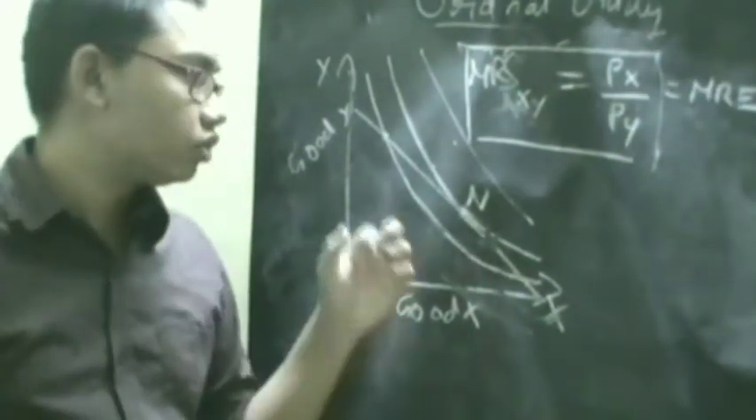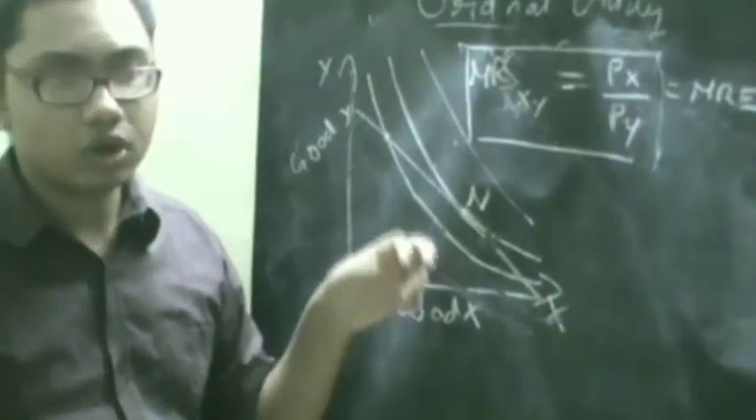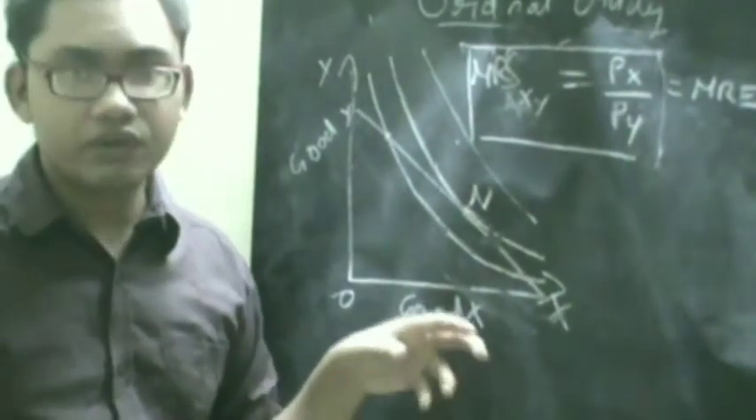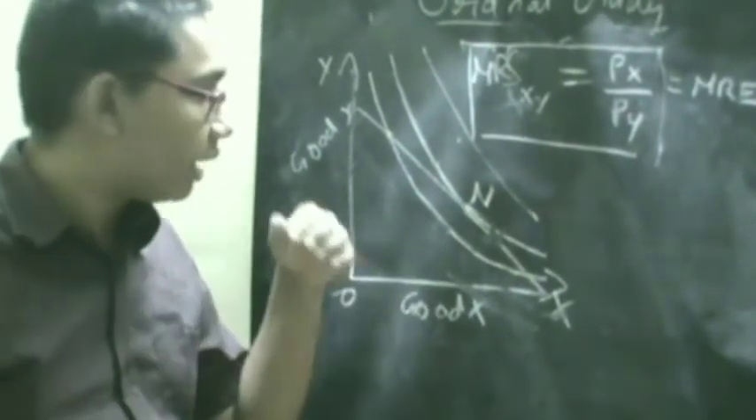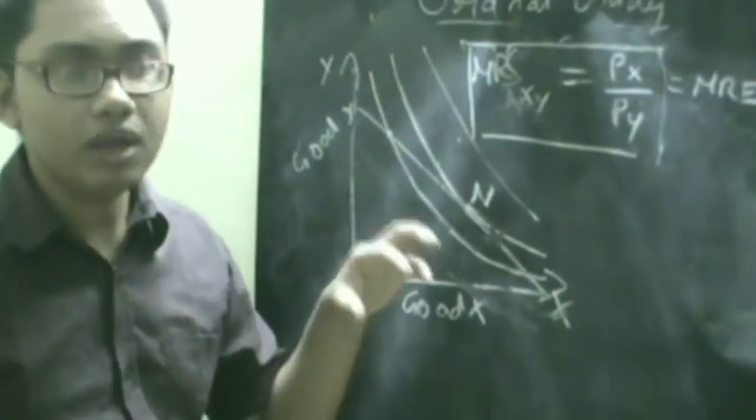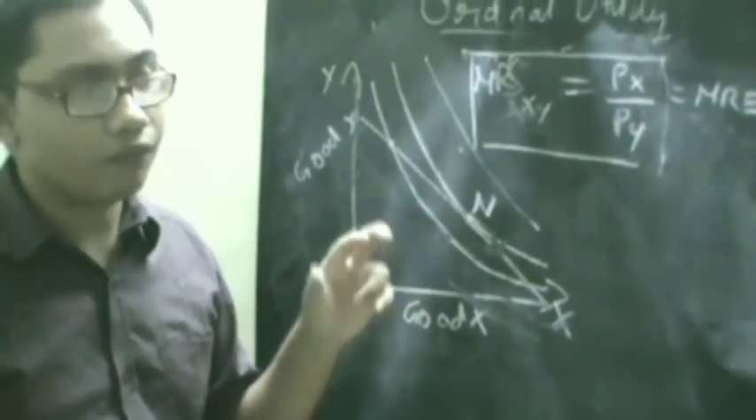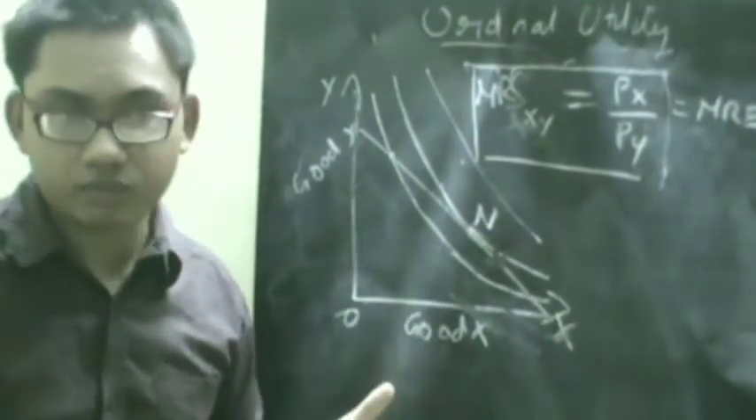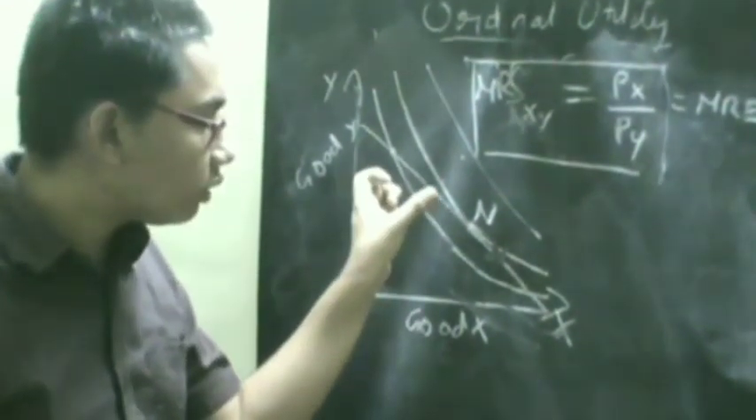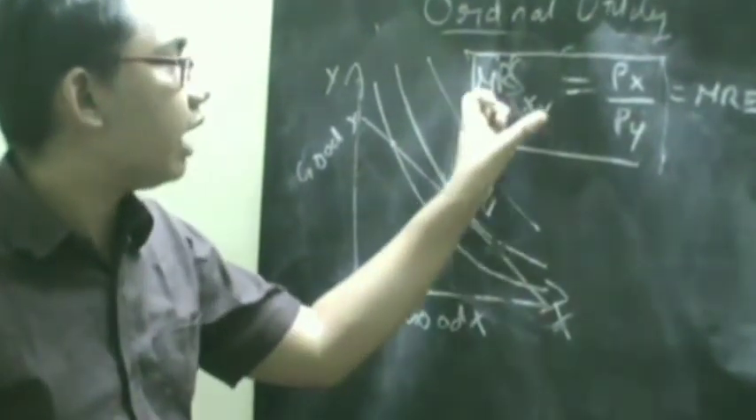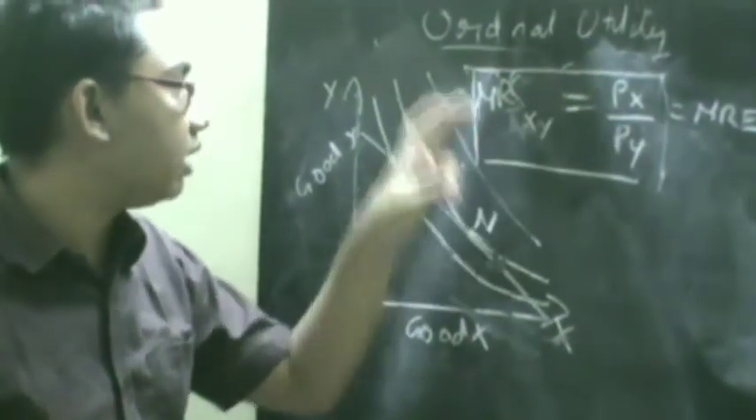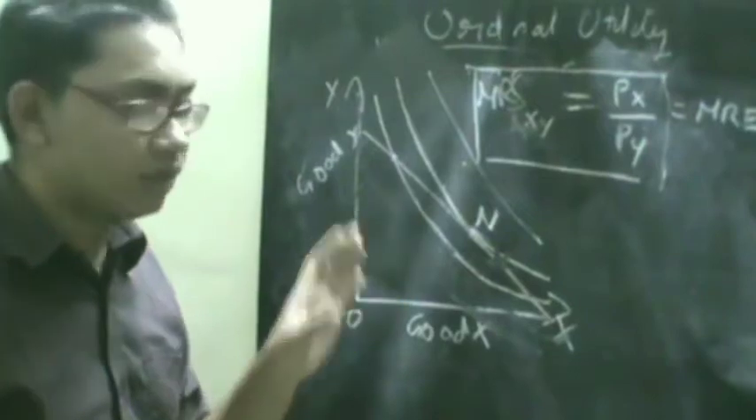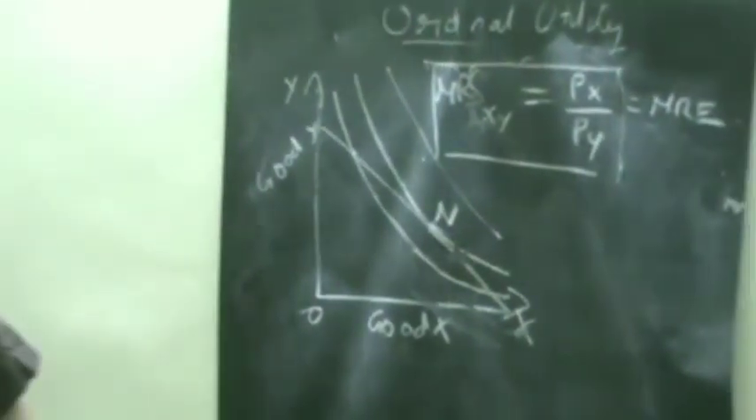equilibrium. So indifference curve shows the possible combinations of two goods which yield the same level of satisfaction, and budget line shows the combinations of two goods the consumer can afford with given prices and the money income of the consumer. When both the curves have the same slope, that is MRS XY is equal to Px by Py, the consumer will be at equilibrium.